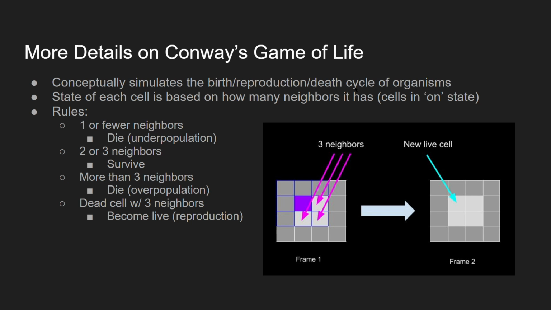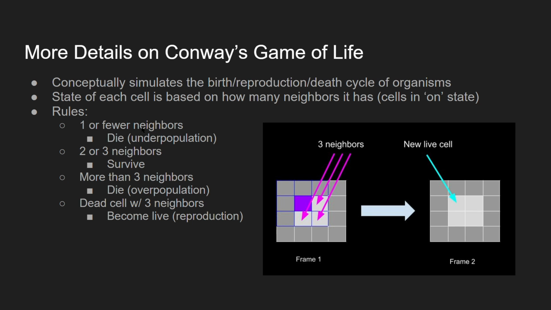So a little more details on Conway's Game of Life. Conceptually, it's designed to simulate the birth, reproduction, death cycle of organisms, life forms. The state of each cell is based on how many neighbors it has, and neighbors means cells that are adjacent to it that have the on state, which is basically live state, whereas the off state is the dead state. So you see on the bottom right in this diagram, we have a bunch of cells. These 3 are in the live state. This purple one is the one we want to understand what's going to happen to it. So if we look at all the cells around it in this 3x3 grid, it has 3 neighbors. And if we look at the rules here, we can determine what's going to happen to it.